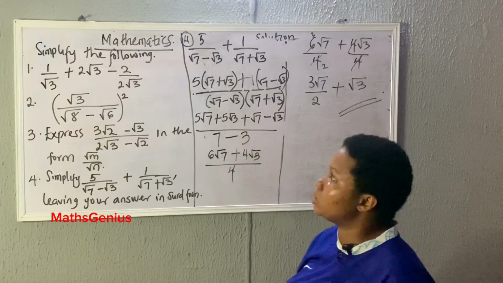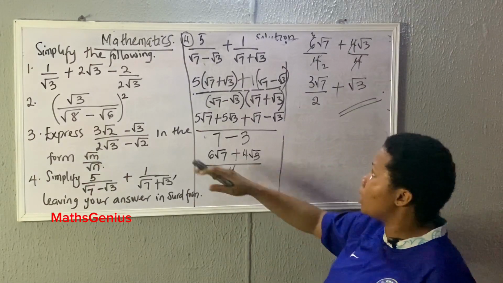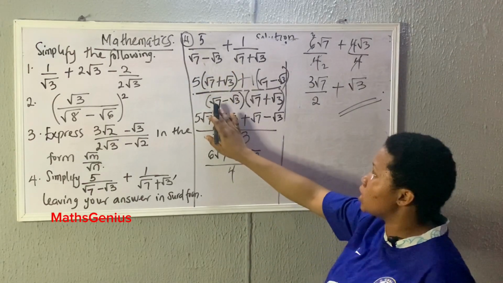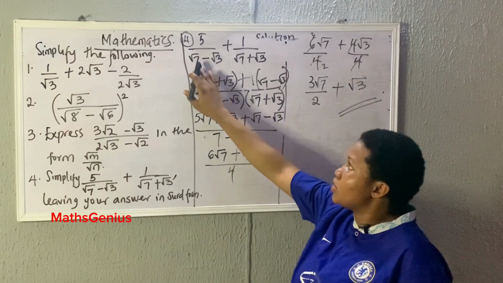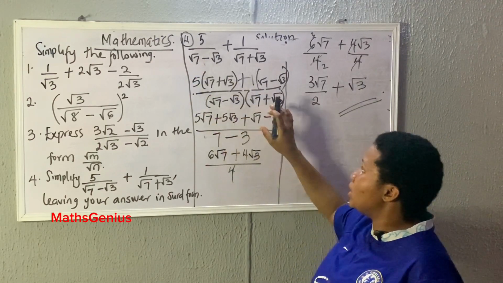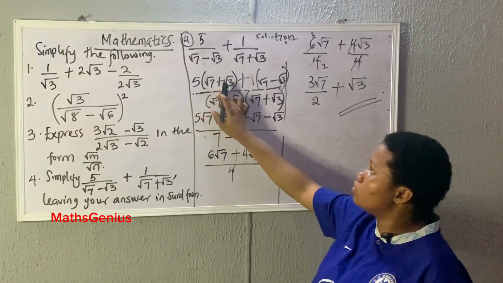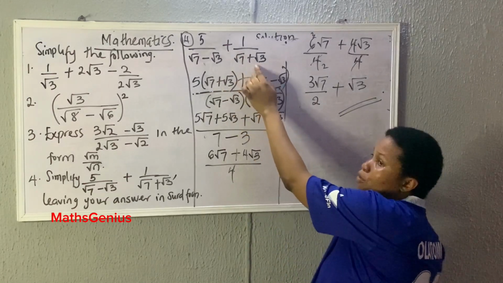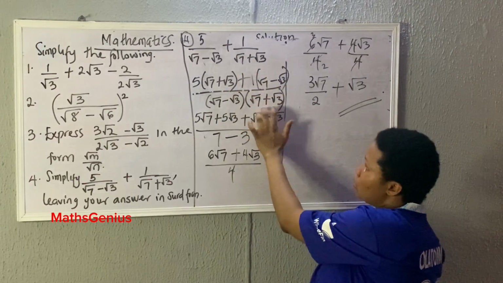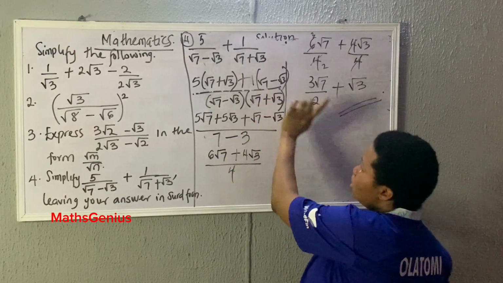We've come to the end of today's class, but let me go through number 4 again for better understanding. So we find the LCM, which is root 7 minus root 3, root 7 plus root 3. Root 7 minus root 3 will go into this, and we are left with root 7 plus root 3. Multiply it by 5, that gives us 5 root 7 plus root 3. Plus, root 7 plus root 3 also goes into root 7 plus root 3. We are left with root 7 minus root 3. That will give us 1 times root 7 minus root 3.